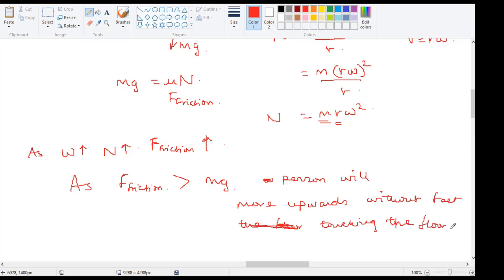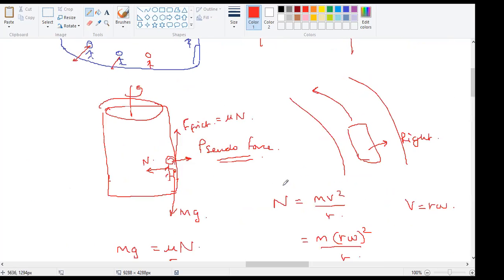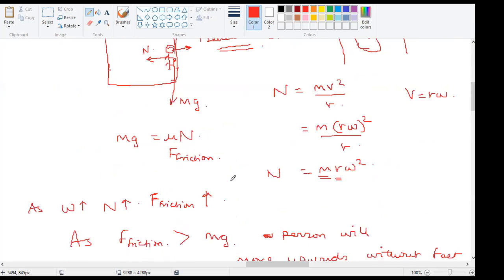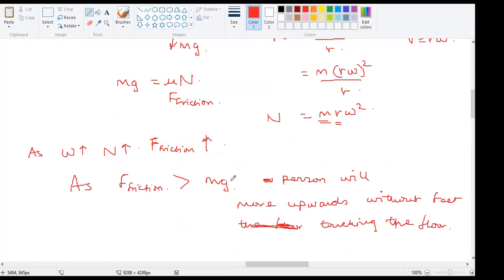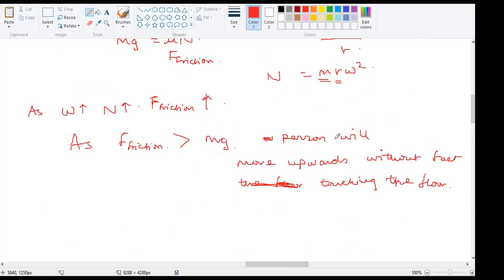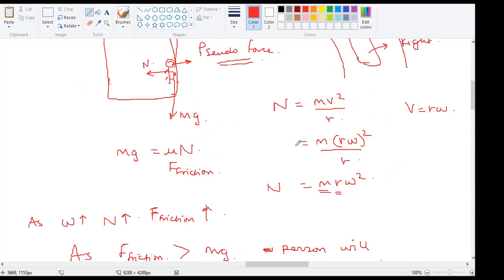So take it down, very interesting concept. As the speed increases, you will be going up. In fact, if the speed is high enough, maybe you can go and touch the ceiling. Very interesting concept, so take it down properly. Maybe I have not given all these details in the handbook. Maybe I should improve these things. I think there are some numerical questions based on this. If you understand the roundabout ride, you'll understand this.